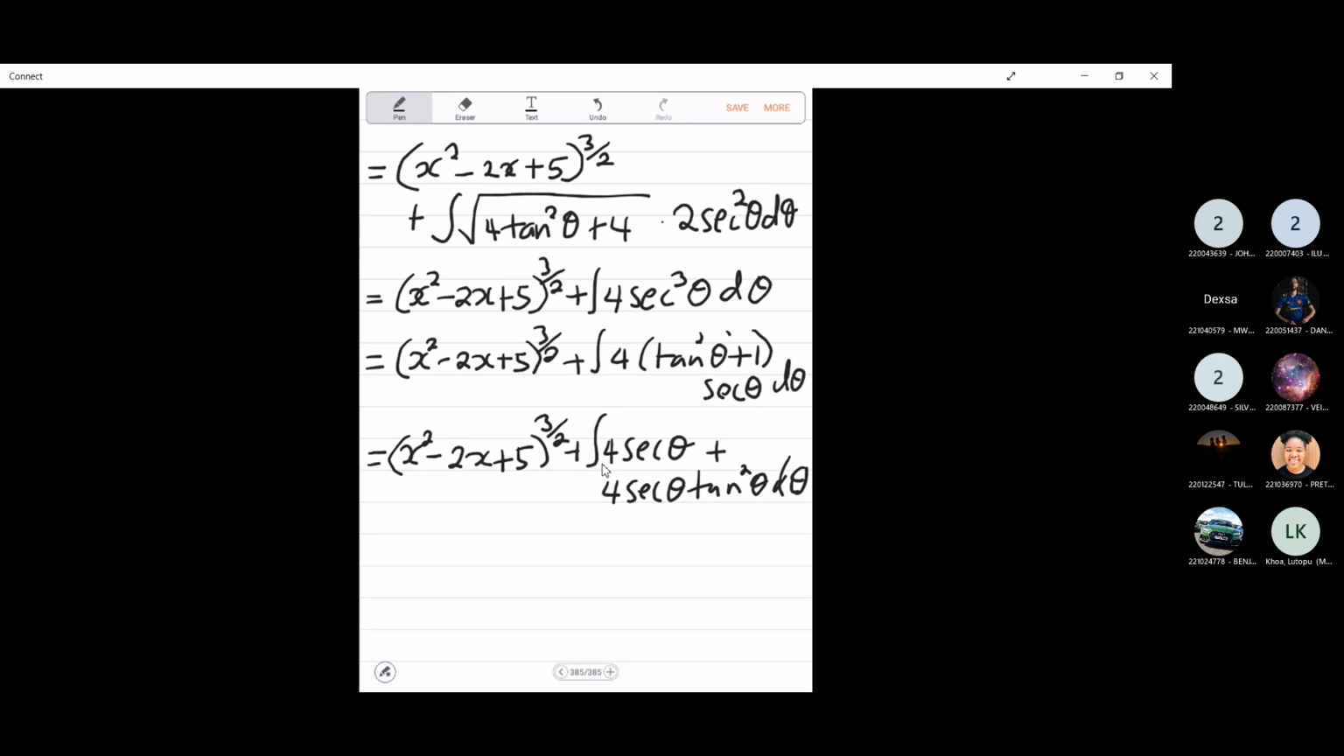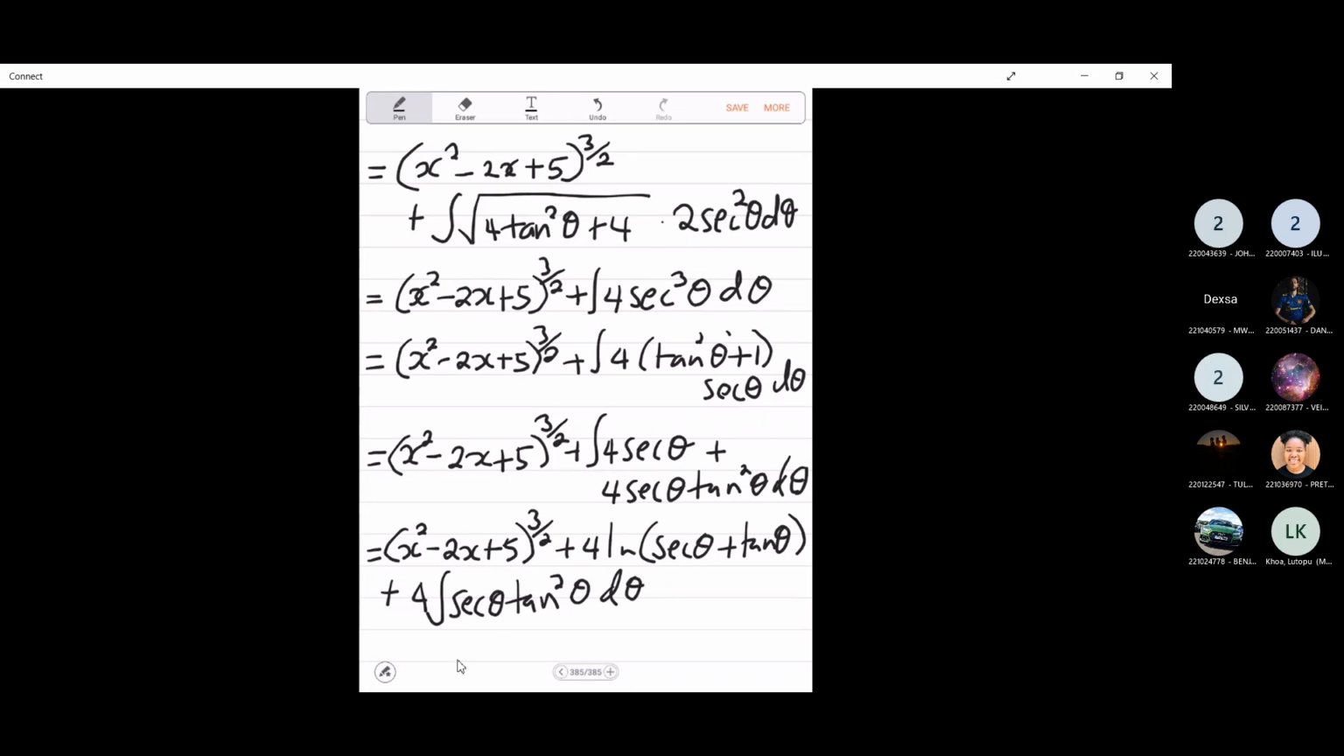Okay, then this one here, we know how to integrate that. That will be 4 ln of sec theta tan theta. So this will be x squared minus 2x plus 5, 3 over 2, plus 4 ln of sec theta plus tan theta, and then 4 times the integral of sec theta tan squared theta d theta. And now here is when we use by parts.